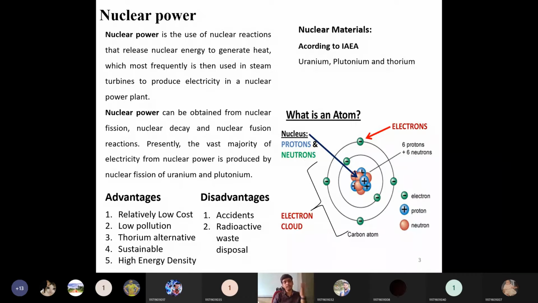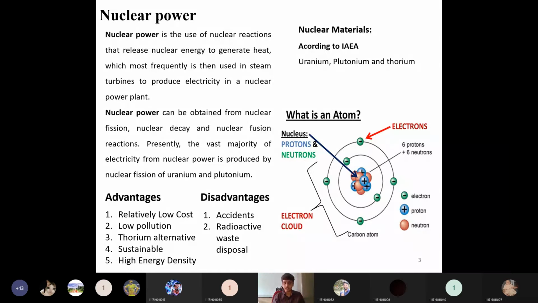So because of this, a proper, suitable and sustainable radioactive waste disposal mechanism has to be selected here. There are two disadvantages. One is that accidents can happen. The next one is that the radioactive waste disposal is very heavy in nuclear power plants. But apart from this, the nuclear power density is very high. It is very much sustainable.